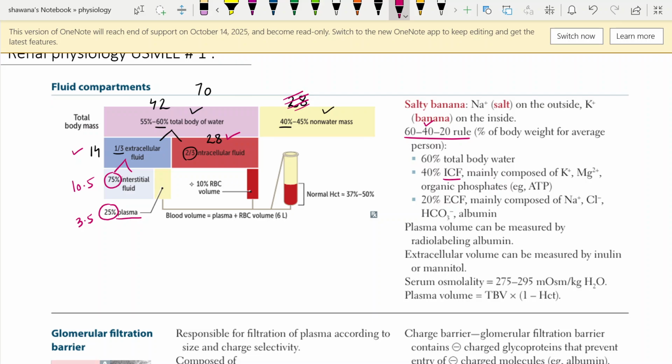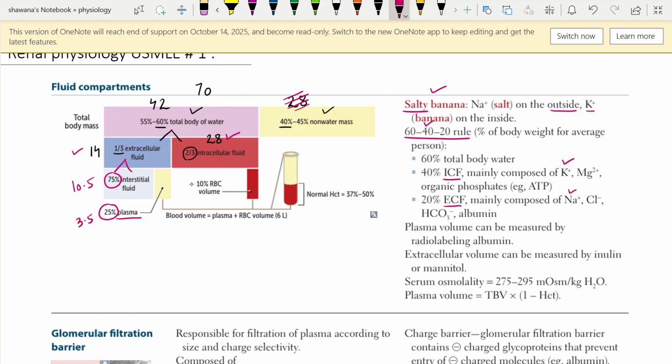Intracellular fluid is 40%, right? And extracellular is 20%. What is the main ion present in the intracellular fluid? It's potassium. And in extracellular fluid, the main ion is sodium. The mnemonic here is salty bananas, because salt is on the top of bananas. It means that salt, sodium, is outside, and potassium, the banana, is inside. Other ions like magnesium and phosphates like ATP are present intracellularly, and extracellularly chloride, bicarb, and albumin proteins are present.